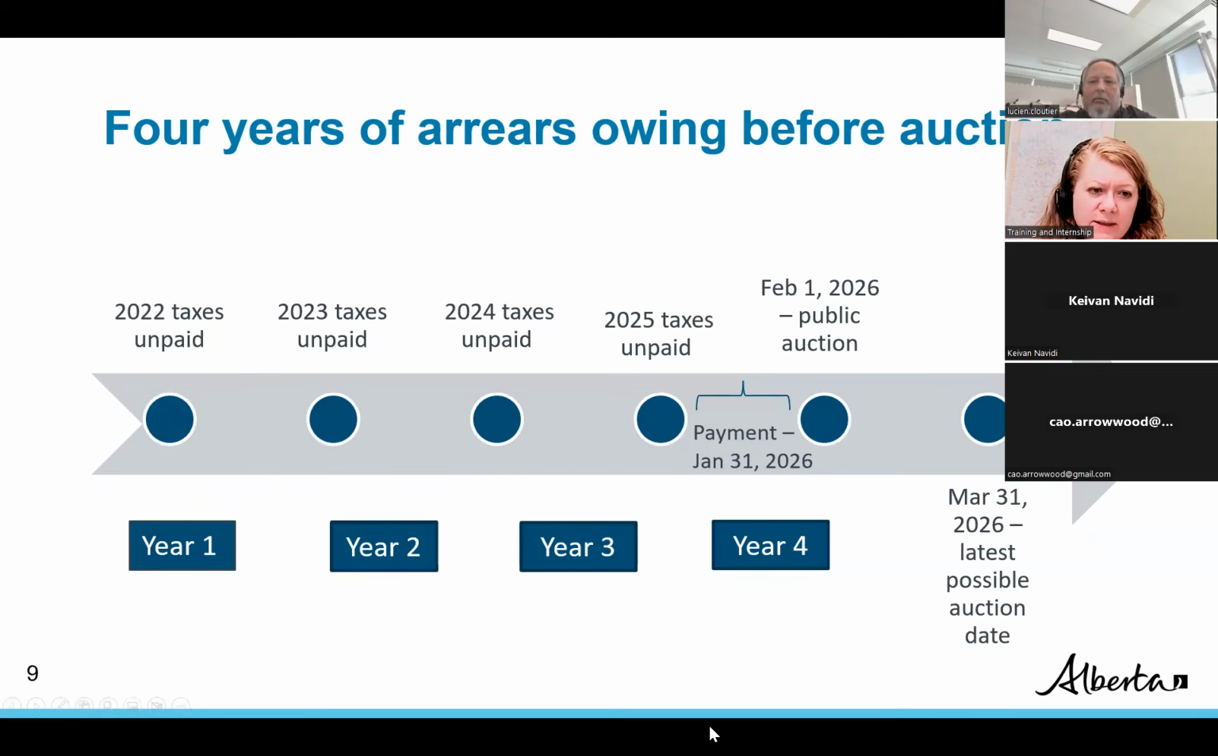And if the auction isn't scheduled until after December 31st of 2025, but by March 31st of 2026, which is still within the legislative timelines, an owner will now have to pay all 4 years of arrears in order to avoid having their property go up for auction. In this example, the municipality has scheduled the auction for February 1st, 2026. If the owner comes in to pay right before the auction, say on January 31st, they would have to pay all 4 years of arrears.